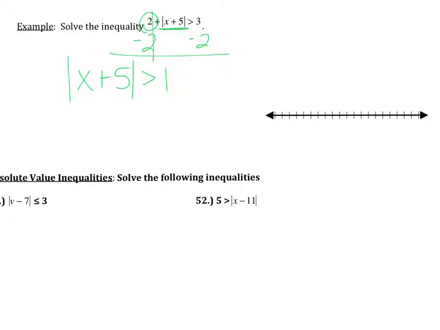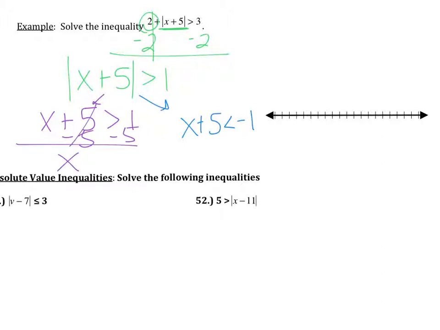So once that absolute value is isolated, we are going to rewrite the first inequality, x plus 5 is greater than 1. And then we can write the second inequality, which is x plus 5 is now less than negative 1. So you must change that inequality symbol and change the sign. So we can solve for x for both of these. So x is greater than negative 4. Subtract 5, and x is less than negative 6.